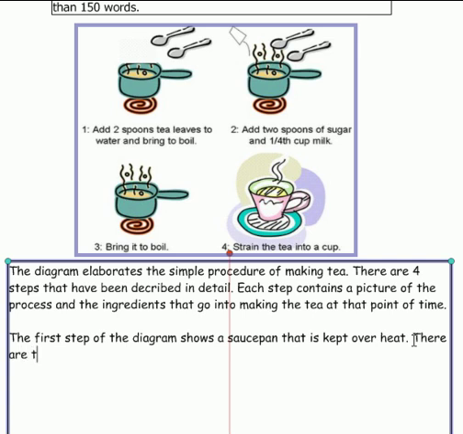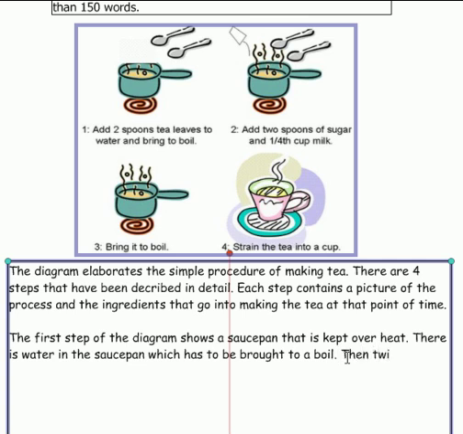There is water in the saucepan which has to be brought to a boil. Now we are not going to write bought here because that is the past of buy, but we have to write brought, which is the past of bring. So it says we have to bring it to the boil. So we have written there is water in the saucepan which has to be brought to a boil.